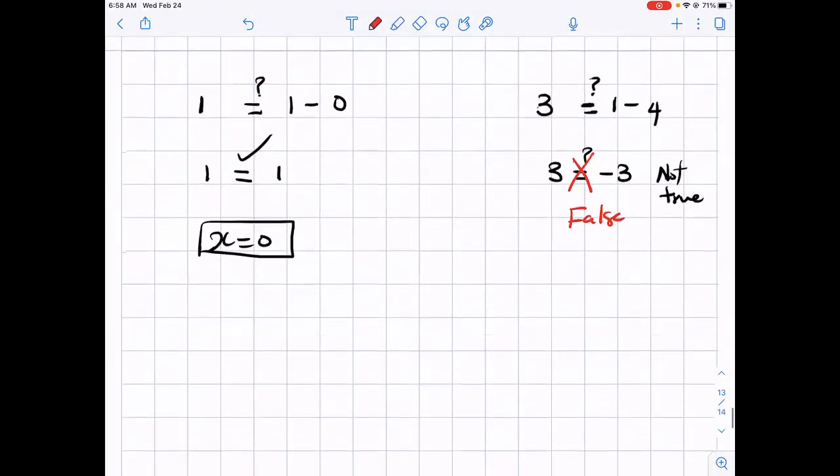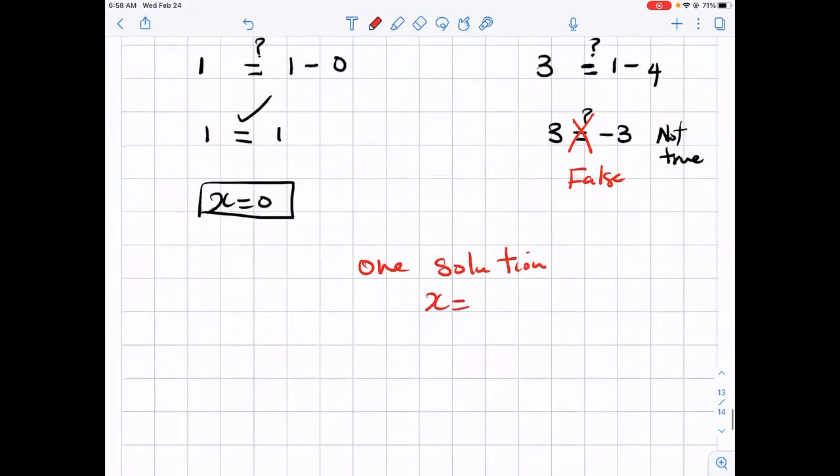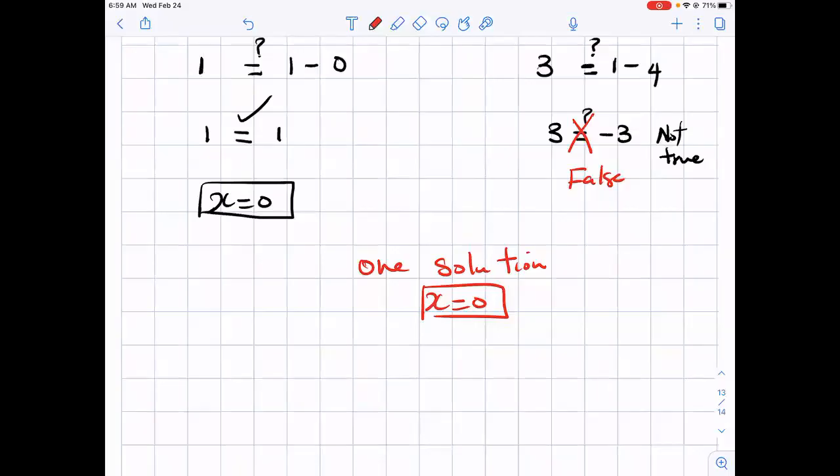So we only have one solution. And that solution is x equals 0. That's our only solution here. So I cannot stress the importance of checking your answers.